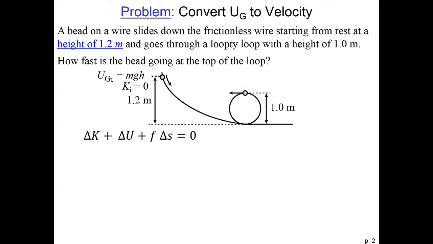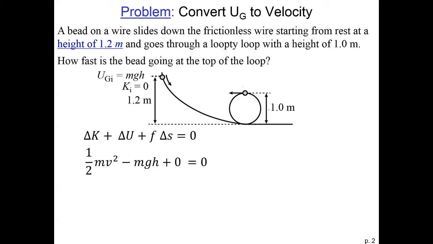Let's do an example. A bead on a wire slides down a frictionless wire from a height of 1.2 meters, and then goes through a loop-de-loop with a height of 1 meter. How fast is the bead going at the top of the loop? First, we write down our conservation of energy equation. The change in kinetic energy plus the change in potential energy, U, plus the work done by friction is equal to the external work done on the bead. The external work here is 0, since there is no external force.